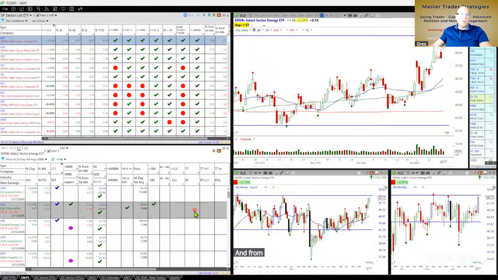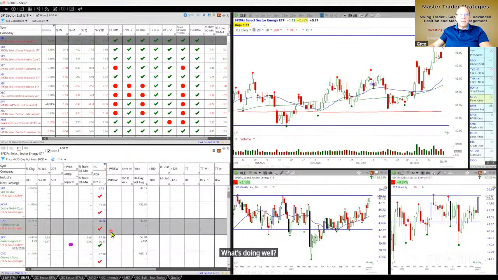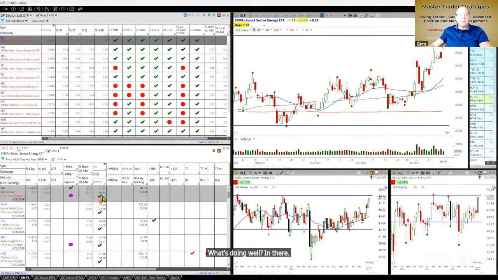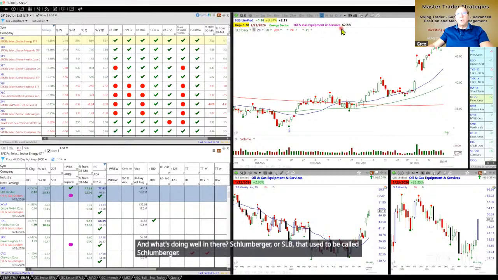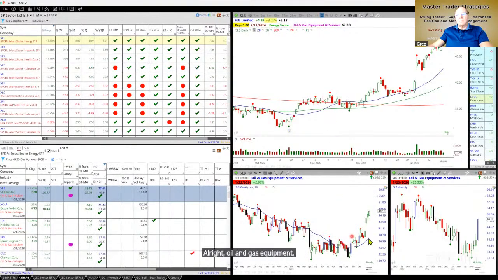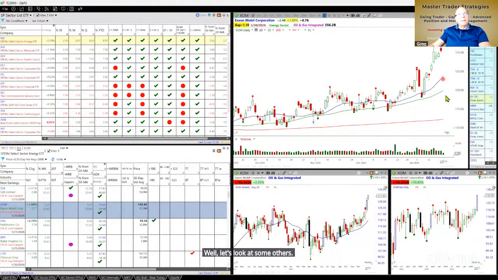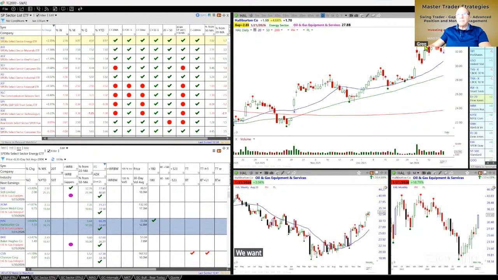And from there, we can go and look in here and see what's doing well in there. And what's doing well in there? Schlumberger, or SLB. This used to be called Schlumberger, right? Oil and gas equipment. That's already made a move up. Well, let's look at some others. Exxon already moved up. And these are probably going to keep going up, but we want pullbacks. Halliburton, this one usually does well.